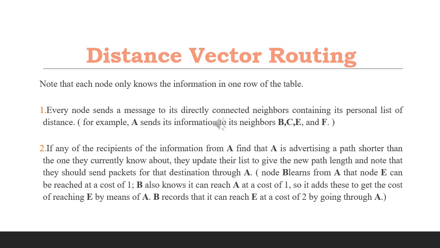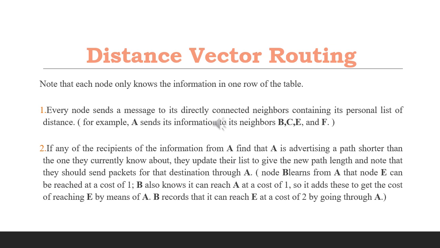Every node sends a message to its directly connected neighbors containing its personal list of distances. For example, A sends its information to its neighbors B, C, E, F. If any of the recipients of the information from A find that A is advertising a path shorter than the one they currently know about, they update their list to give the new path length. And note that they should send packets for that destination through A.